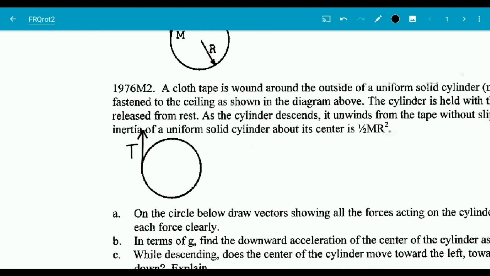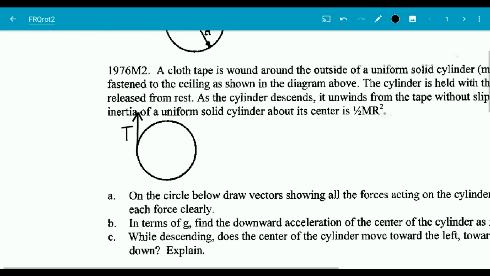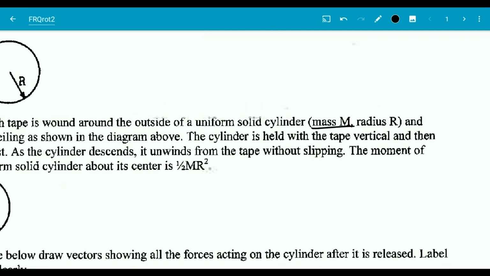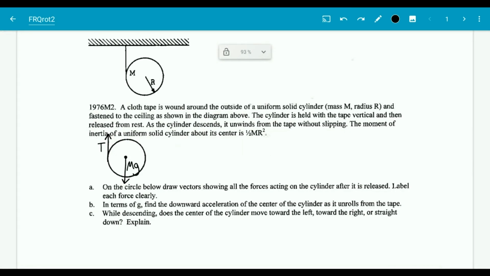Also, because it's in free fall, the only other force acting on the cylinder as it falls is its weight, and that's going to be acting from the center because, although it's probably a hollow cylinder, all the mass on the outside of the rim would essentially concentrate into the center. The force of weight is equal to capital Mg, because it tells us right here that it's a mass m.